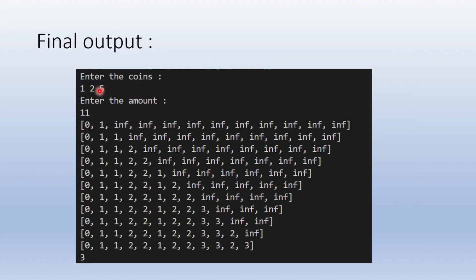This is the final output. I have given the coins list as 1, 2, and 5, and the total amount is 11. This is the intermediate process that occurs in the array while finding the total sum. This is what I have written in the previous slide. So the last index value is the minimum number of coins required to make the total sum. If this last value is infinity, we cannot find coins that will make the sum. If it exists, this is the minimum number of coins. Here it is 3. Thank you.